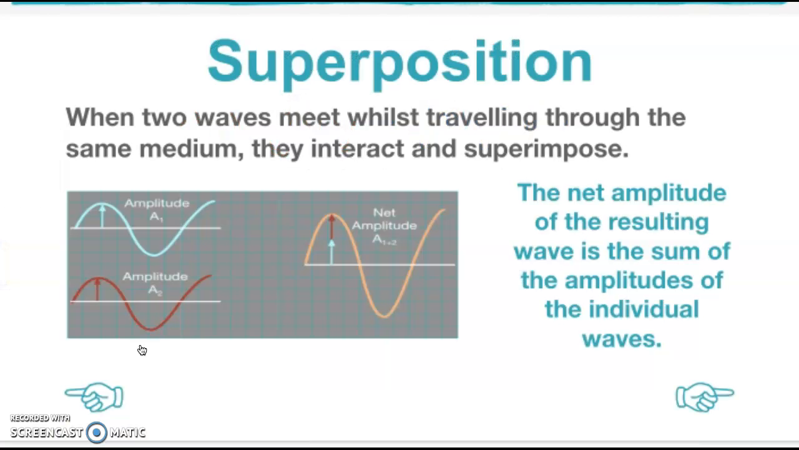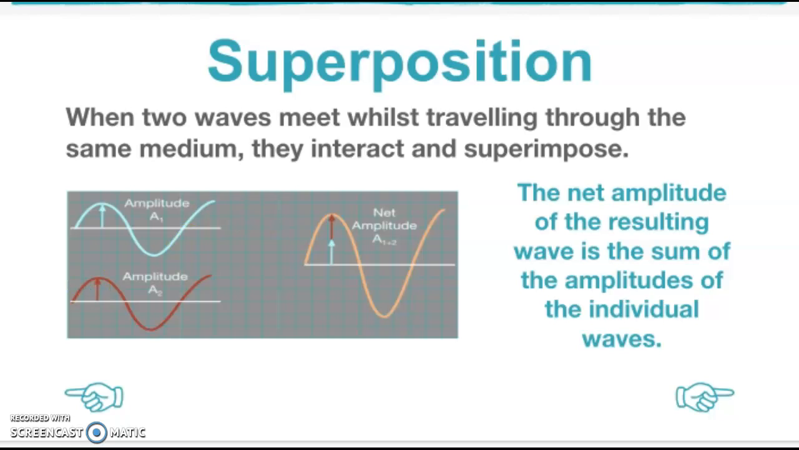Now let's do a quick overview. When two waves meet whilst traveling through the same medium, they interact and superimpose. Now what does this mean? That the net amplitude of the final wave is the sum of the amplitudes of the individual waves. Again, this is an important definition.